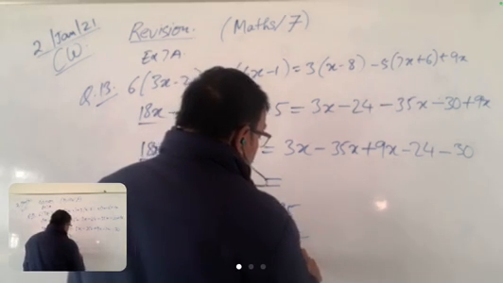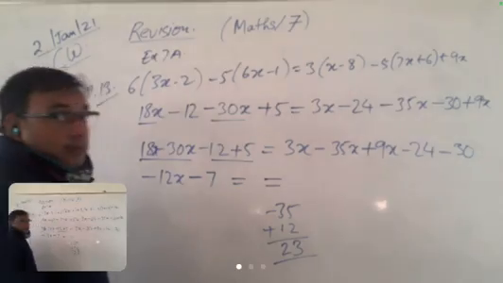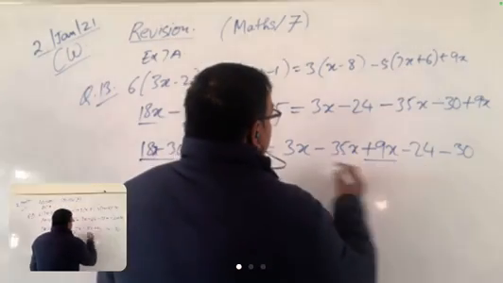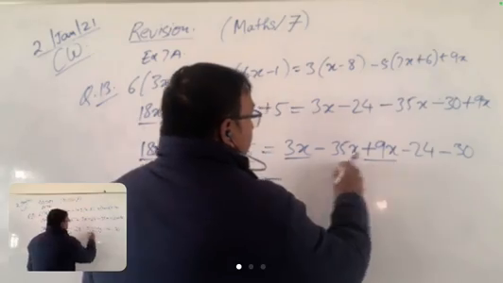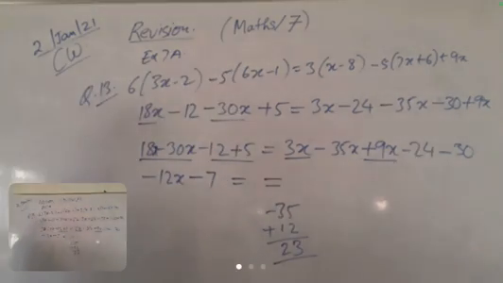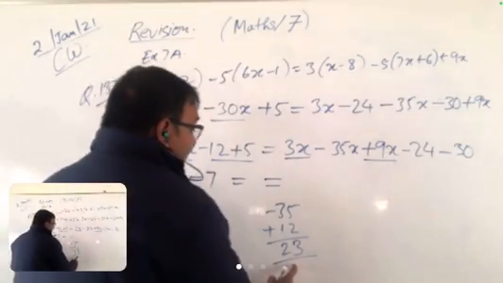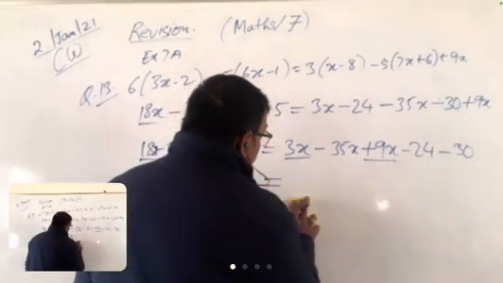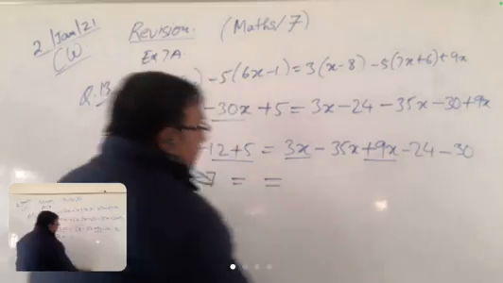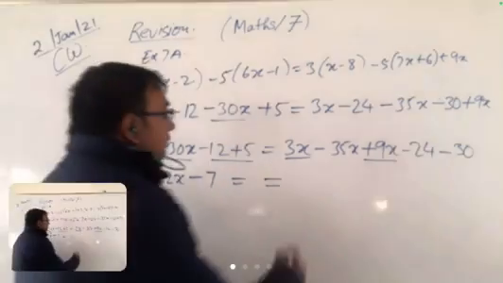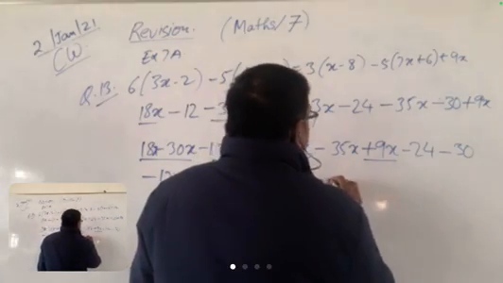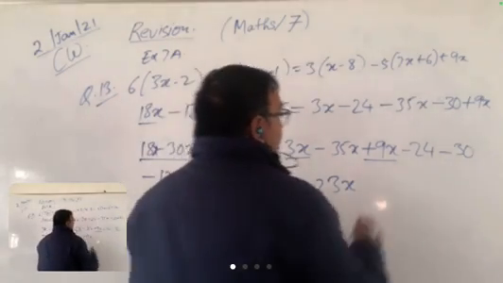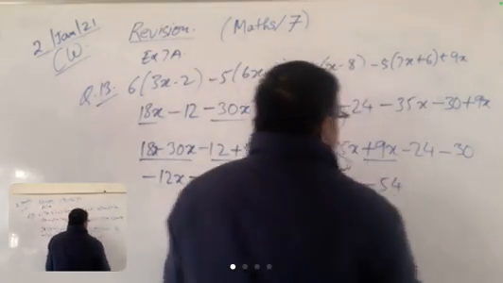Check again. Is it visible to you? This is positive 9 and this is 3, so it will be 12. So 12 minus 35 is 23. This is the confusion. Yes, minus 23x, and now minus 24 minus 30 is minus 54.